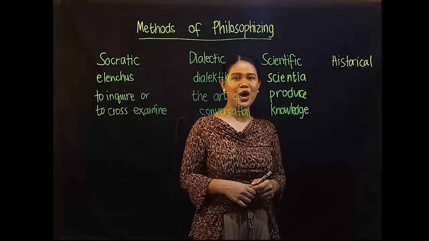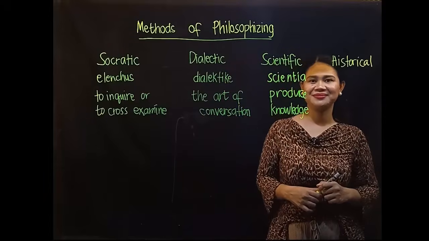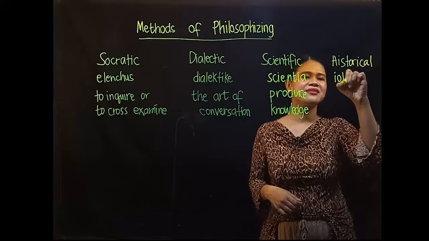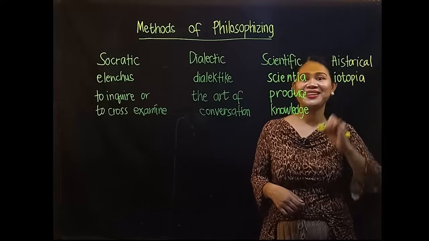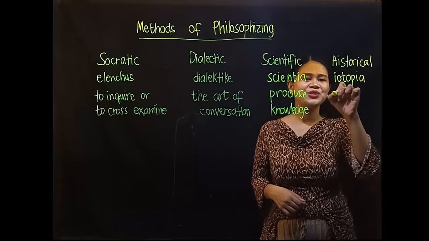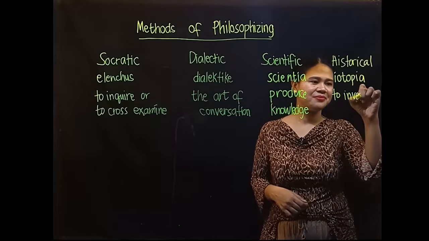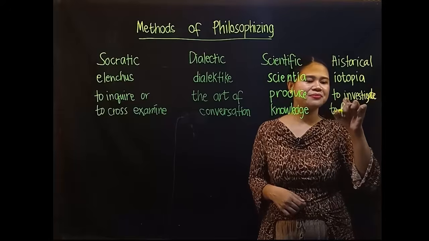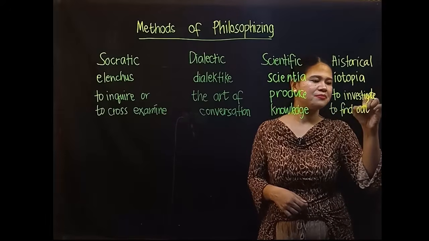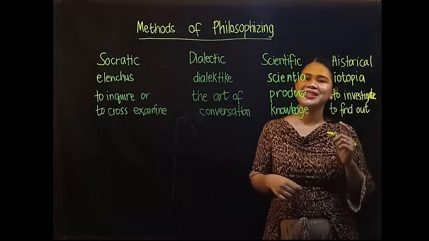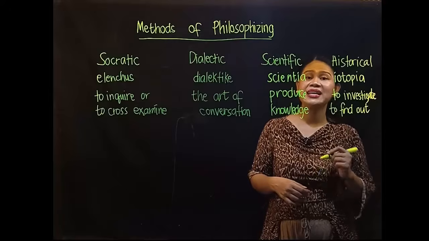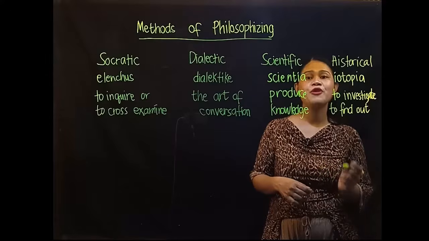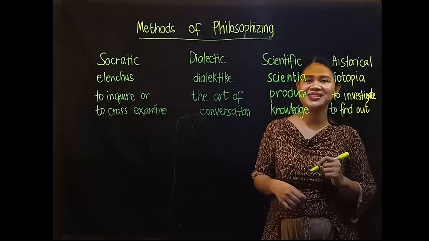Scene 4 is an example of a historical method. The term history is from the Greek word historia, I hope I pronounced this correctly again, which means to investigate, or to find out. The historical method is the process of gathering evidences, examining them, and formulating ideas from the past to come up with the present truth.